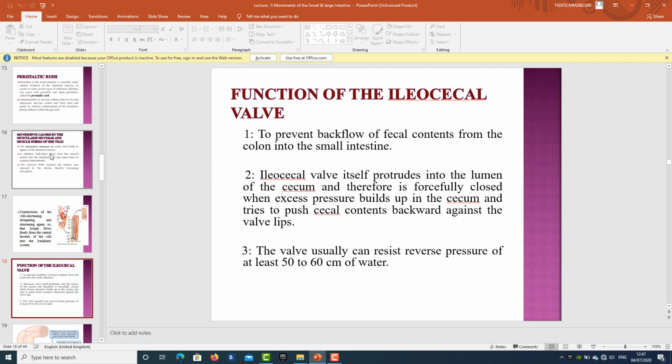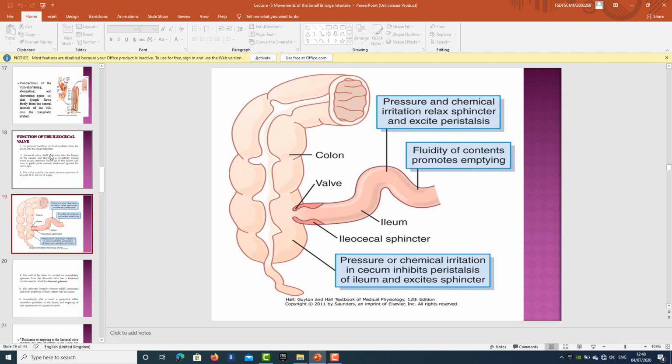Now, its function is to prevent the backflow of fecal contents from the colon into the small intestine. The ileocecal valve itself protrudes into the lumen of the cecum and therefore is forcefully closed when excess pressure builds up in the cecum and tries to push the cecal contents backward against the valve lips. The valve usually can resist reverse pressure of at least 50 to 60 centimeters of water.